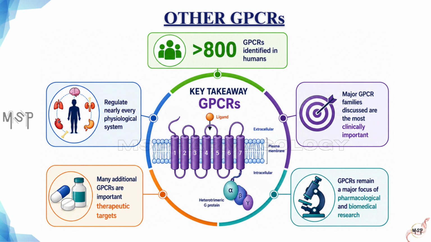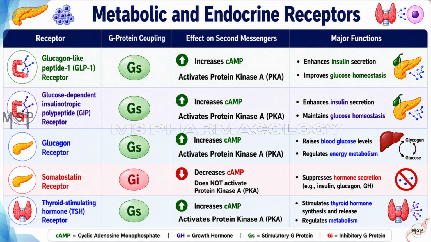In reality, the GPCR superfamily is much larger, comprising more than 800 receptors in the human genome. Many additional GPCR families regulate essential physiological processes throughout the body. For example, metabolic and endocrine receptors, such as the glucagon-like peptide 1 or GLP-1 receptors, and glucose-dependent insulinotropic polypeptide, or GIP receptors, are primarily coupled to GS, stimulating cyclic AMP production to enhance insulin secretion.